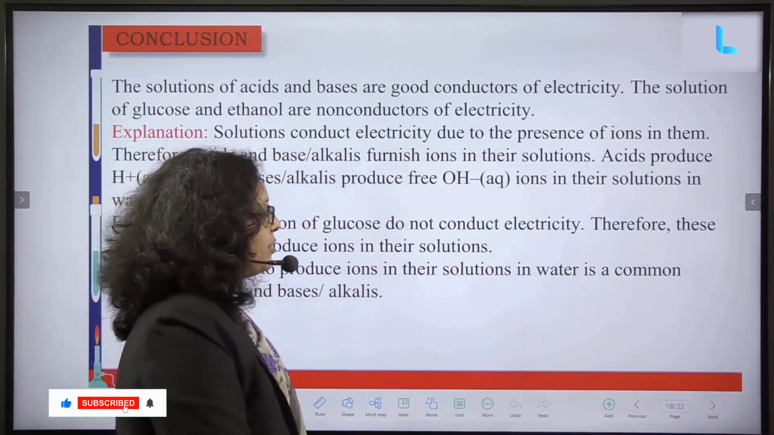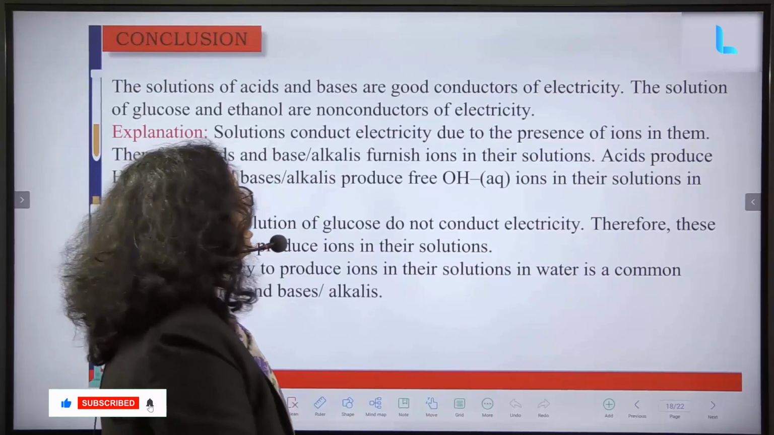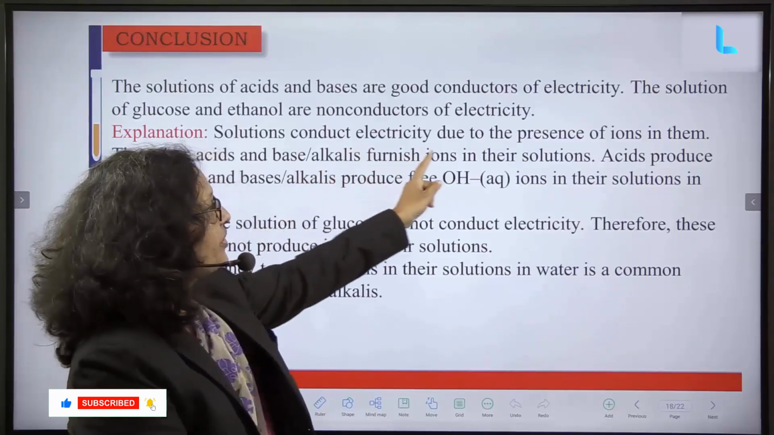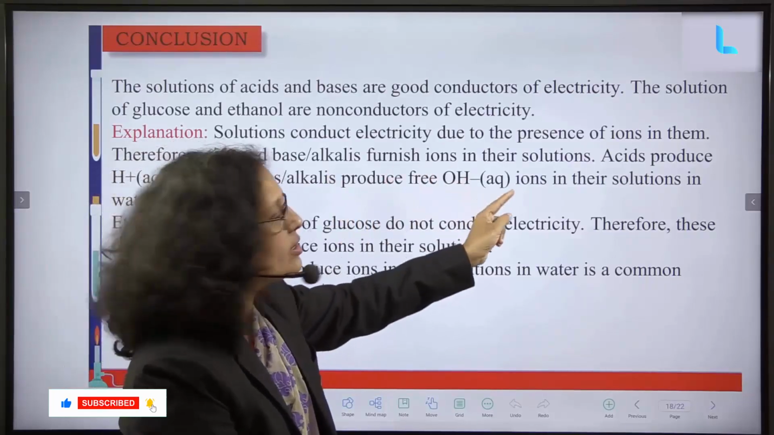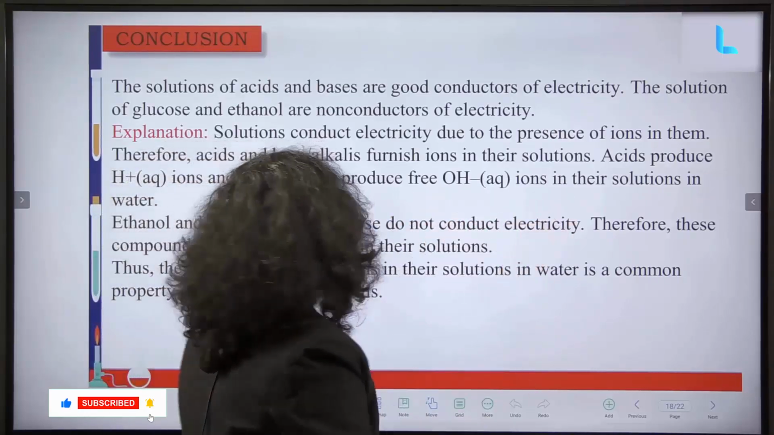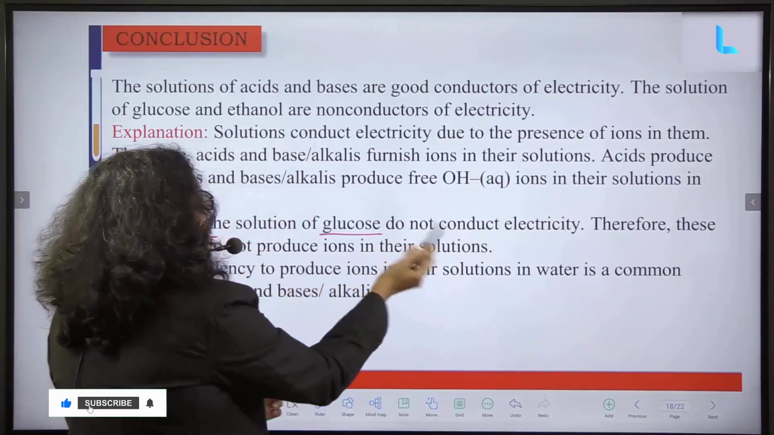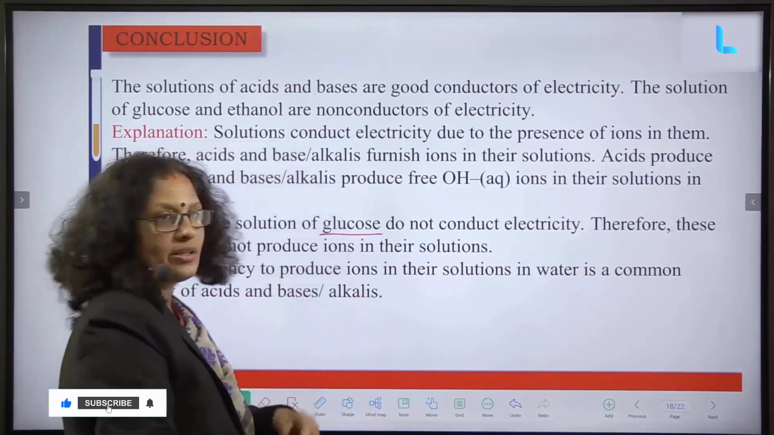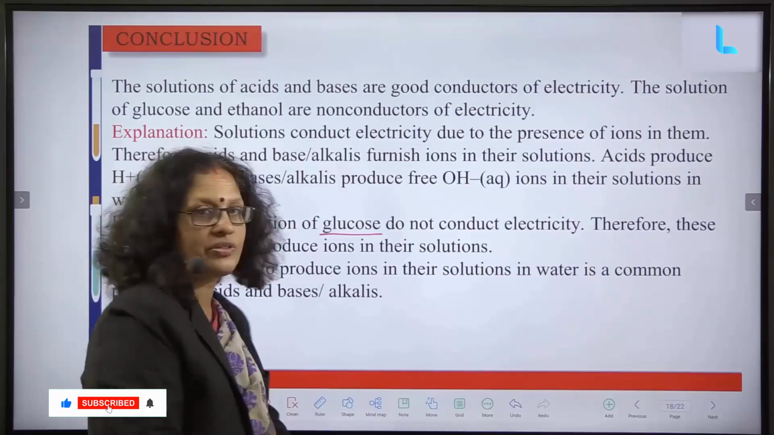The solutions of acids and bases are good conductors of electricity. The solutions of glucose and ethanol are non-conductors of electricity. Why is it happening? Because solutions conduct electricity due to the presence of ions in them. Therefore, acids and alkalis furnish ions in their solutions. Acids produce H plus ions. Bases produce OH minus ions in their solution in water. But ethanol and glucose solutions do not conduct electricity because they do not produce ions in their solution. Thus the tendency to produce ions in solution in water is a common property of acids, bases, and alkalis.